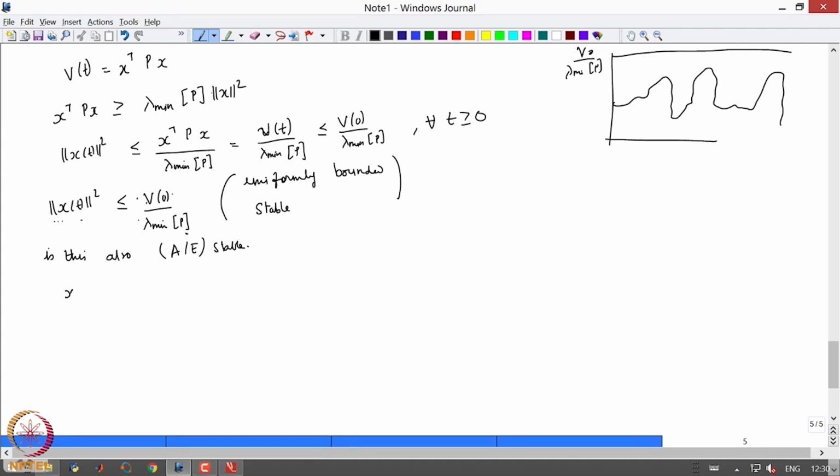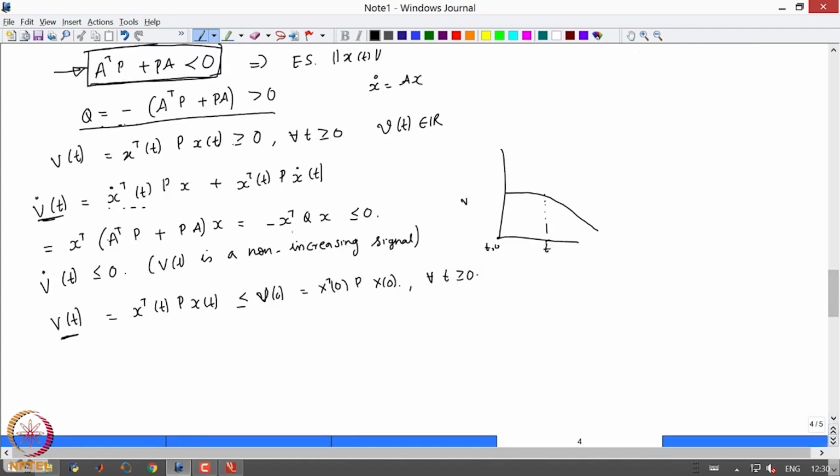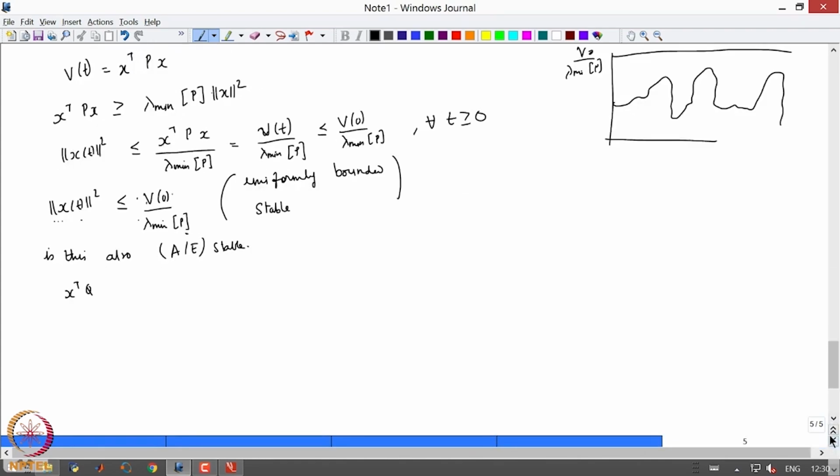Okay. Now, this matrix Q is also such that x transpose Q x will be greater than or equal to lambda min of Q times the norm of x squared. And this V of t, which is x transpose P x, is always upper bounded by lambda max of P times the norm of x squared. Okay.